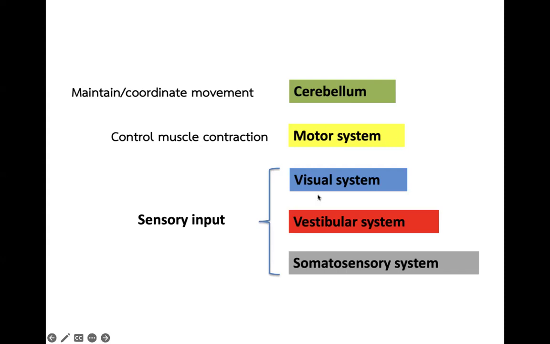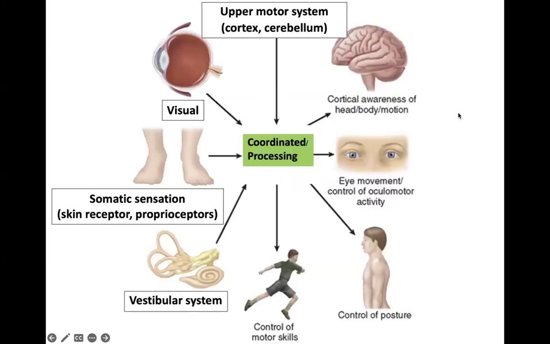In the motor system. You have visual system also, vestibular system, and somatosensory system serve as input, right? Sensory input to your brain, and make sure that information that the motor system sent down to the muscle are okay. So this is like an important feedback system, right? So same information here, right? So you have the two sides, you have the input here, visual, somatosensory, vestibular systems, right?